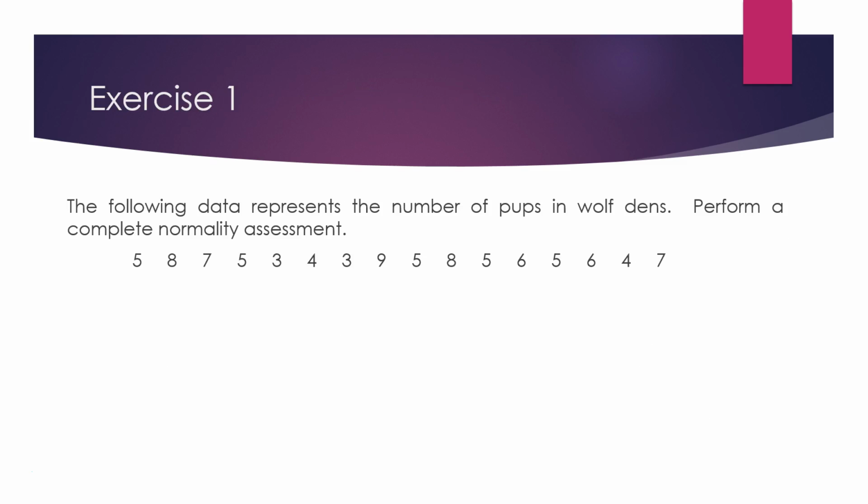So the first example, the following data represents the number of pups in wolf dens. This is real data that was collected. I don't have a ton of information about their sampling method, but this would be really tough because we don't know where all of the wolf dens are. So maybe they were able to locate a number of wolf dens and hopefully they randomly selected some of them. So perform a complete normality assessment.